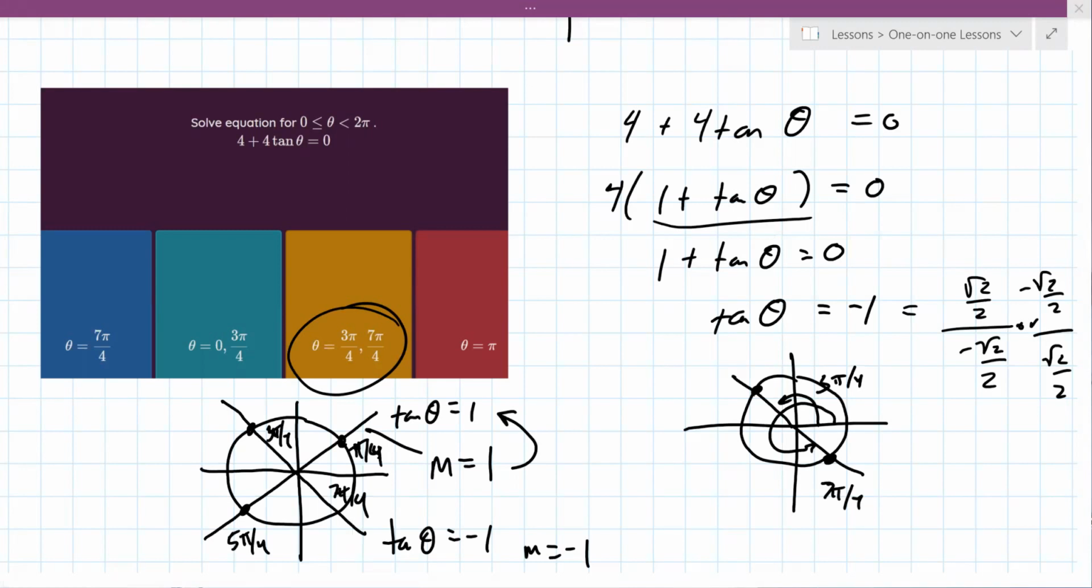Okay. All right, I'm going to send you that next one. All right, so the answer is 3 pi over 4 and 7 pi over 4. Click on that. That is correct. All right, on to the next one. I'll send you a picture of this next one.